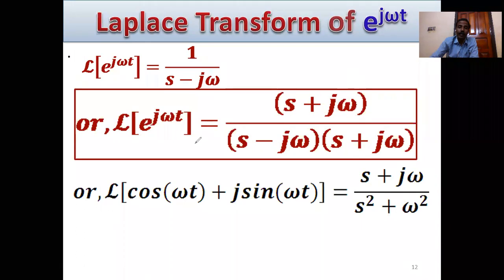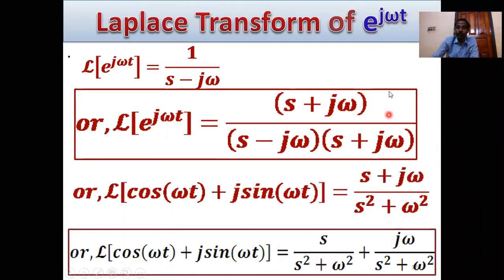e to the power j omega t equals what? Cos omega t plus j sine omega t. This is Euler's theorem. Then split s by s square plus omega square, which is the real part, and another part j omega by s square plus omega square, which is the imaginary part. So this is the left hand side and this is the right hand side.